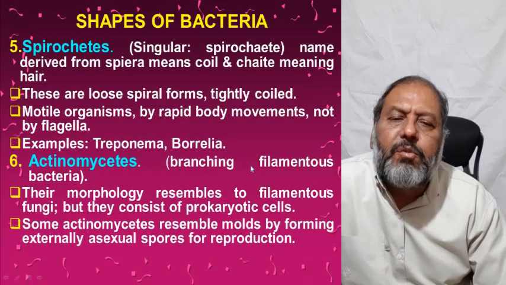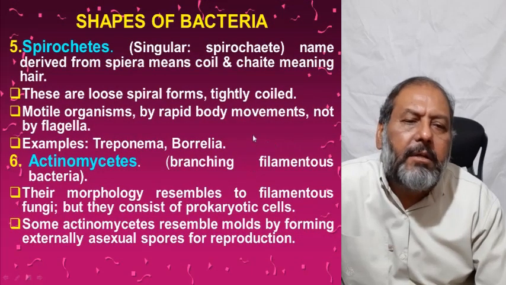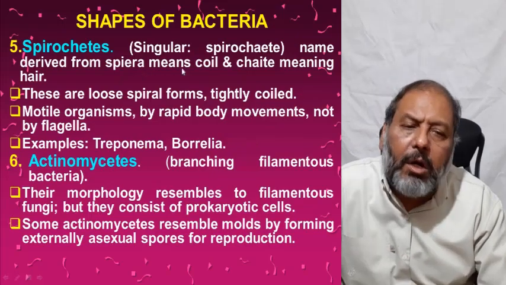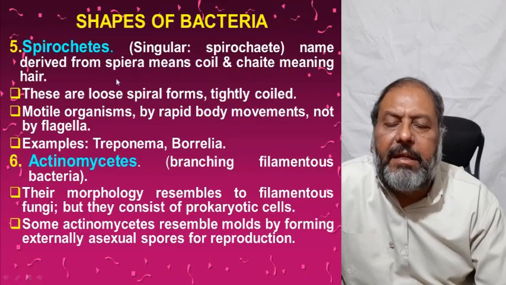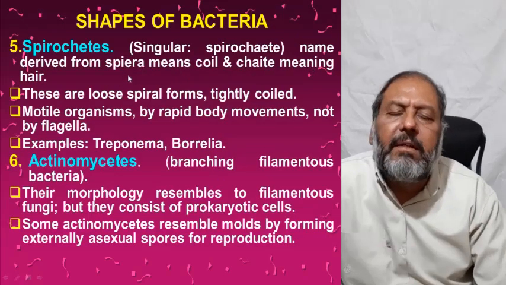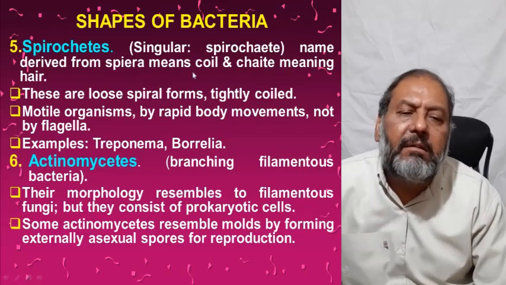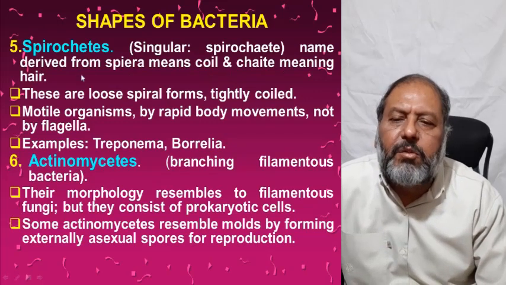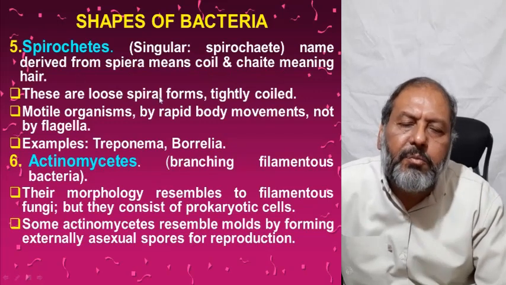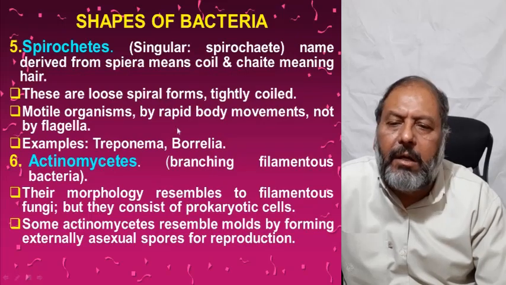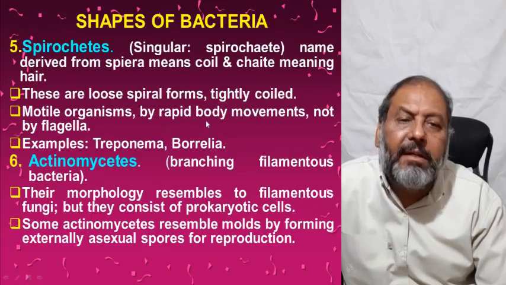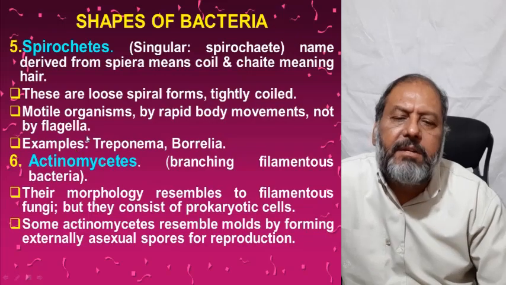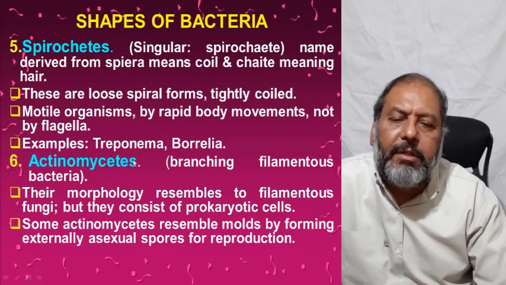The other are spirochetes. The singular is spirochete. The name is derived from spira, meaning coil, and chaete, meaning hair. So one can see it like the spiral hair of any person, coiled. So these are the spirochetes. These are loose spiral forms, tightly coiled, motile organisms that move by rapid body movement, not by flagella. Examples are Treponema pallidum and Borrelia.